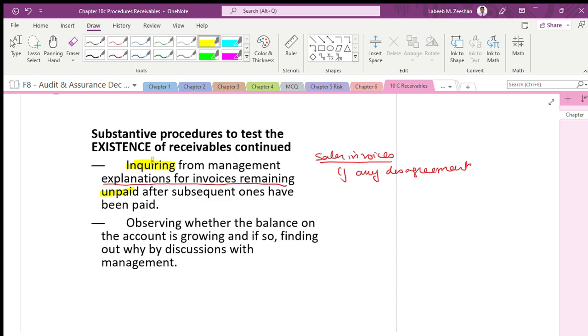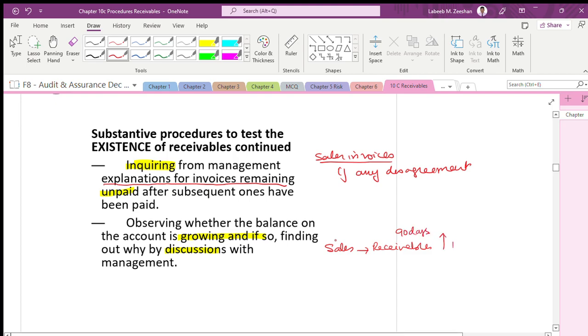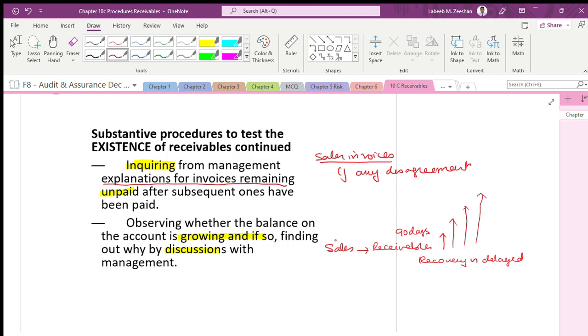Observe whether the balance on the account is growing, and if so, find out the reason. See, sales is very, very sensitive. You are selling, and receivables are there. You have to make sure it is done within 90 days. Now what happens if the amount is increasing and recovery is delayed? I am not talking about it not having been paid, but delayed. It is a cause of concern.